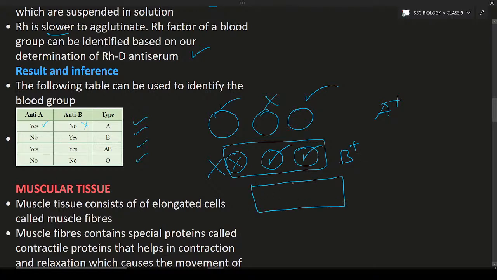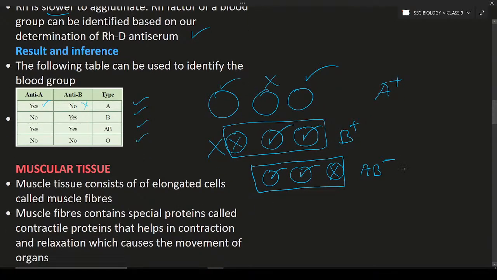So let us take another test, with the three circles again. Here agglutination is seen, here agglutination is seen, and agglutination is not seen here. So what will be the blood group? The blood group will be AB, because agglutination is seen in antisera A and antisera B. Agglutination is not seen in the RHD, so it is negative. So AB negative blood group.